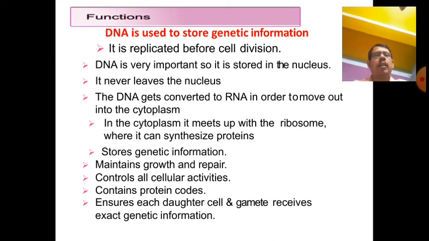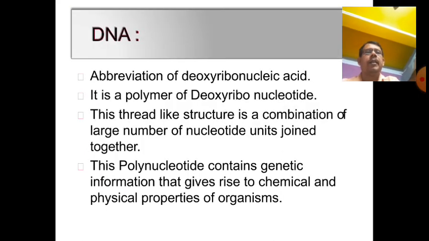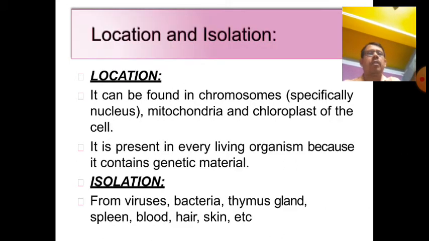It controls cellular activity, contains the protein coding, and ensures the daughter cells and gametes receive the exact genetic information. DNA, the abbreviation for deoxyribonucleic acid, is a polymer and a thread-like structure, a combination of a large number of nucleotides joined together. This polynucleotide contains the genetic information and gives us the chemical and physical properties of the organism.